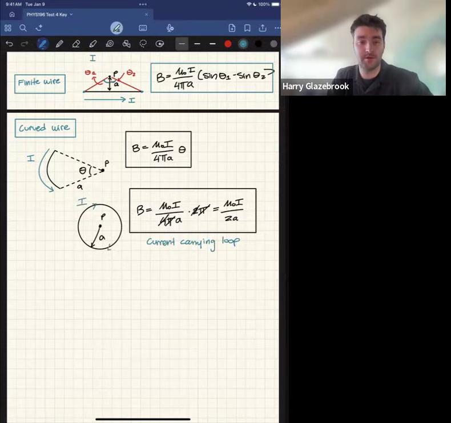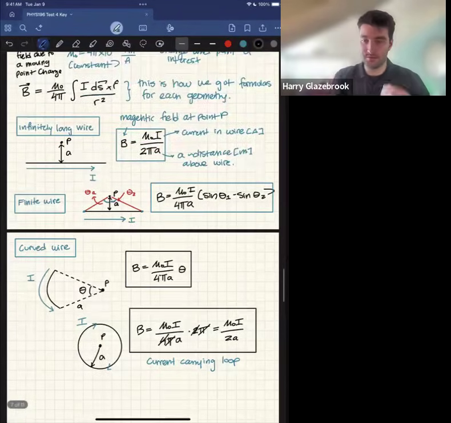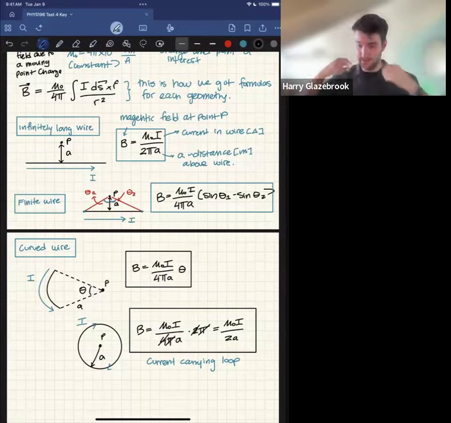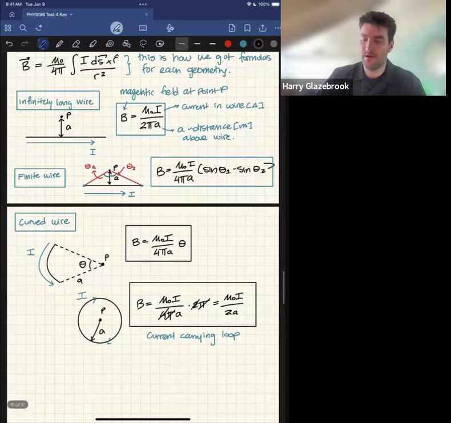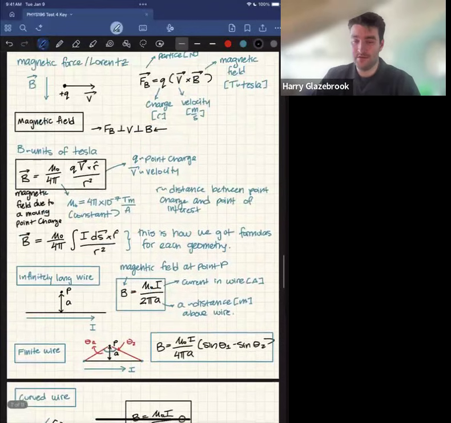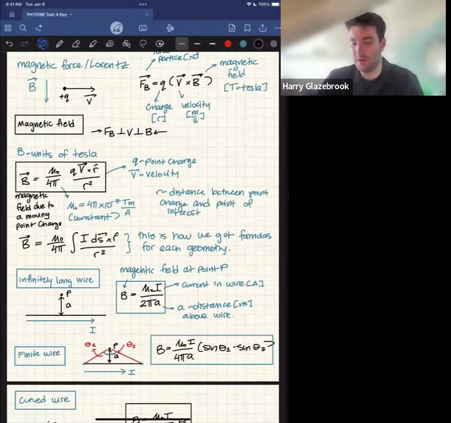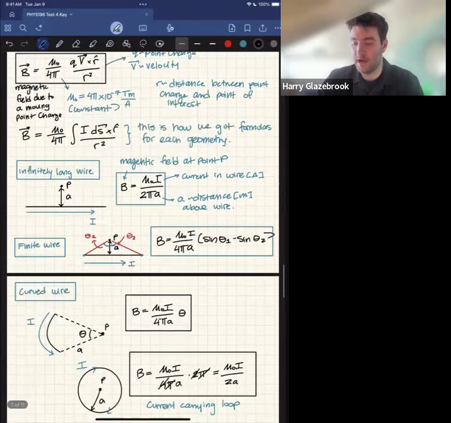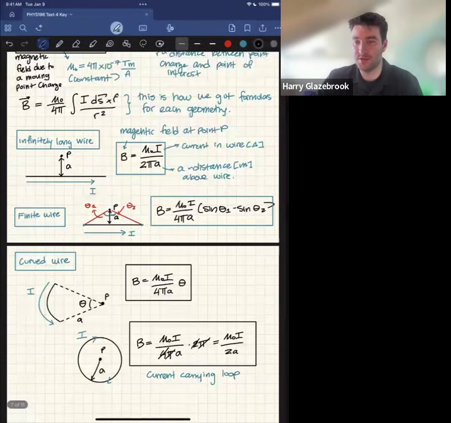This one's also very popular. Okay. Any questions on that so far? Okay. So again, these are just situations where we have current in a wire and we want to find the magnetic field at some specific point. Biot-Savart, write it down, understand what it is. But what I really want you to know is that these Biot-Savart laws are how we got the formulas for each one of these geometries.